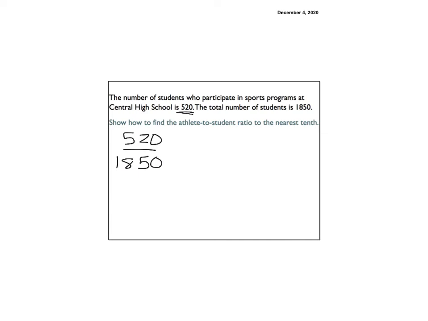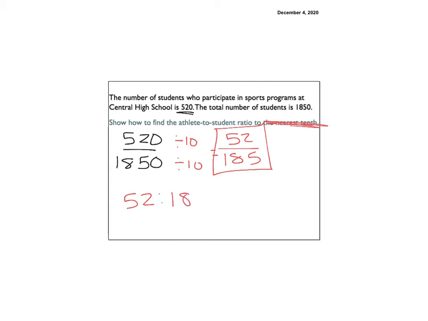All right, now here I can reduce this fraction. I can divide both of these numbers by 10. So that will leave me with 52/185. Now we're not going to worry about to the nearest tenth right now. We're not going to divide it out. So I'm happy with this as your ratio. Keep in mind, again, you can write this as 52:185 or 52 to 185. All right, all 3 are acceptable answers.